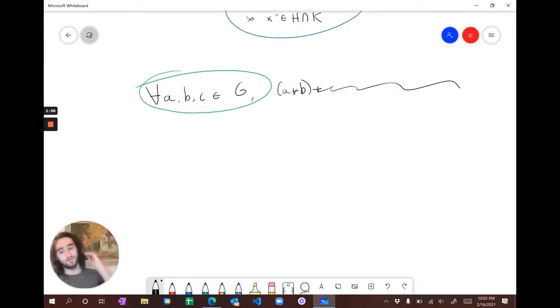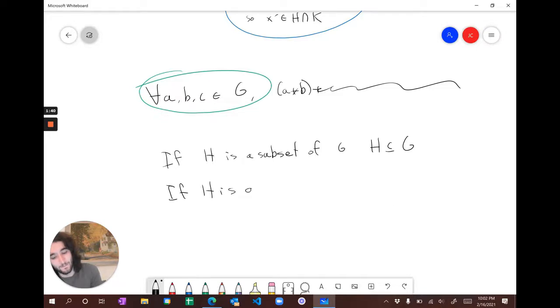And then one last thing I wanted to say. If H is a subset of G, of course we write that like that. But if H is a subgroup of G, we write it like this. We write it with a less than or equal to sign, meaning it's a subgroup, right? So it's not merely a subset. It's got its own group structure on it.